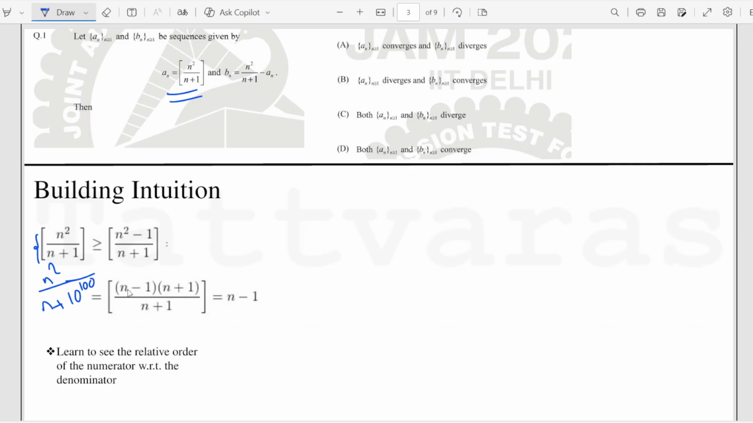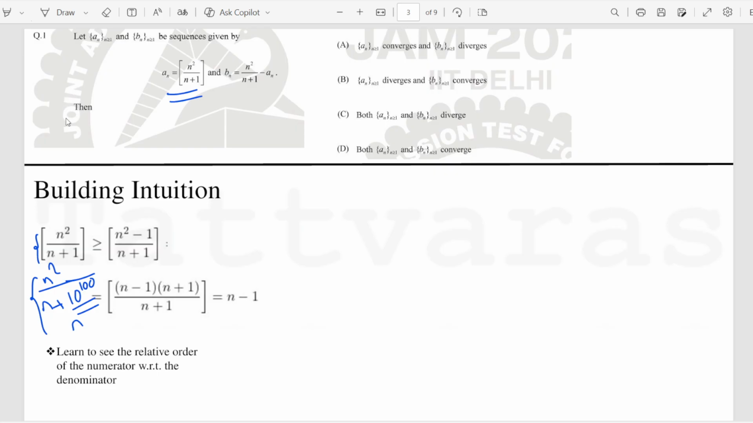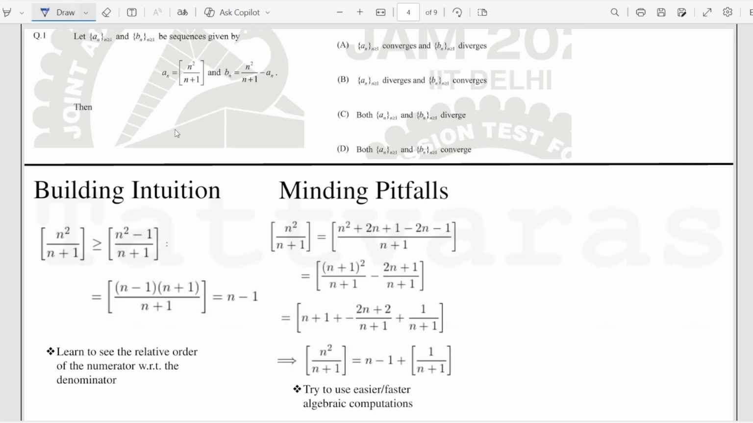The beauty of limits is eventually n is going to surpass even this number, and after some time, no matter how big a finite number there is, it's always less than infinity. So this relative order of numerator and denominator in terms of polynomials, we should try to build intuition about it. Now this sequence is greater than or equal to something that is diverging, so it is also going to diverge.